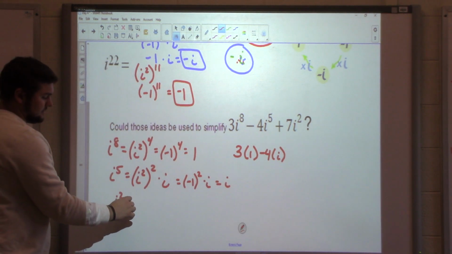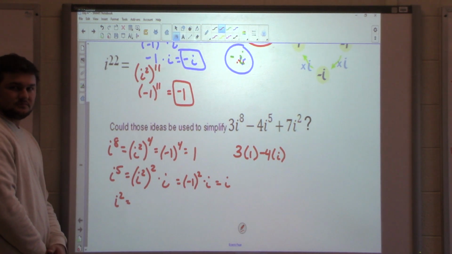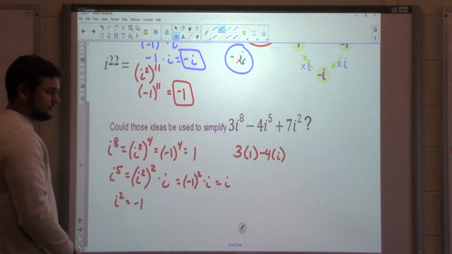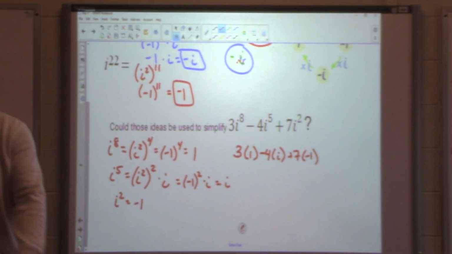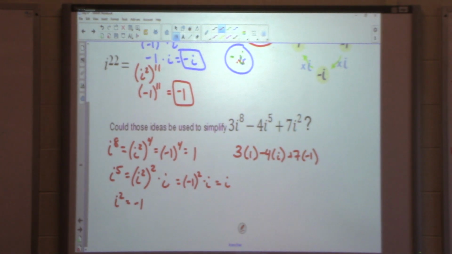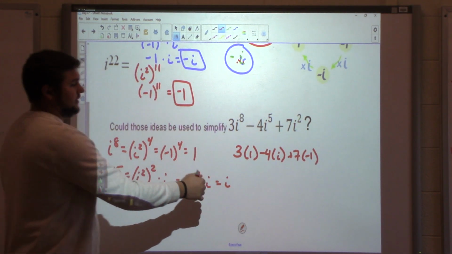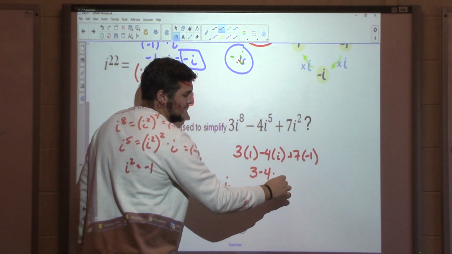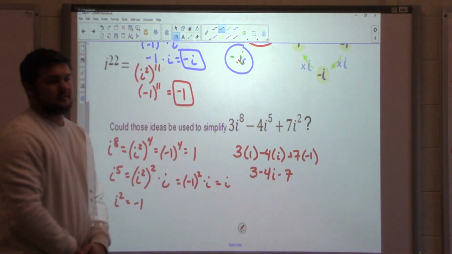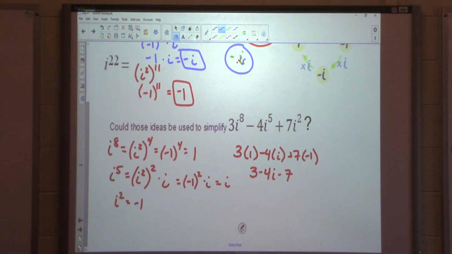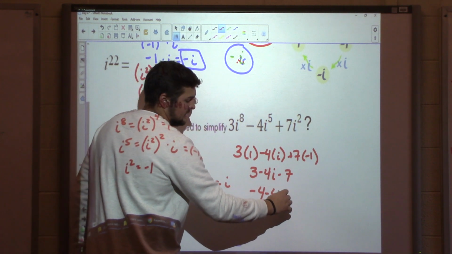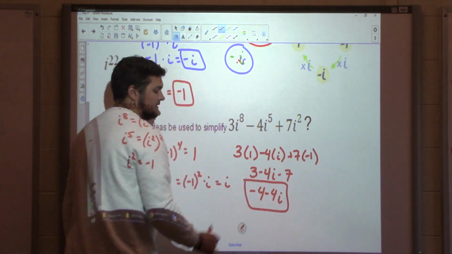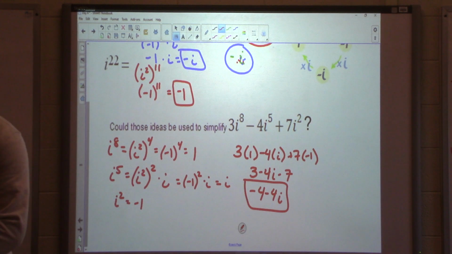And guys, what does i squared equal? Negative 1. So then plus 7 times negative 1. Figure out what each of the individual i's equal and plug them in. We get 3 minus 4i minus 7. Which in this case we can just add our like terms. Combine our like terms. 3 minus 7, negative 4, minus 4i. That's my final answer. Was that so bad?